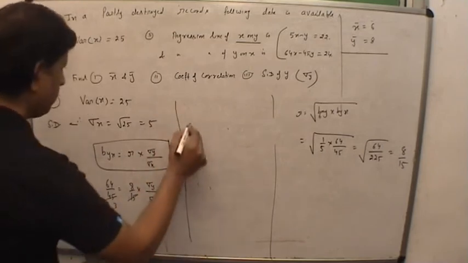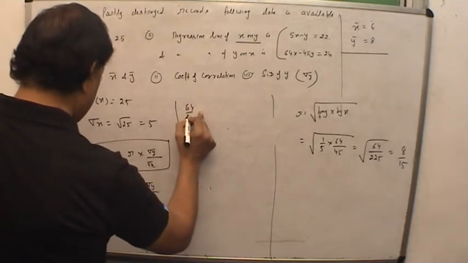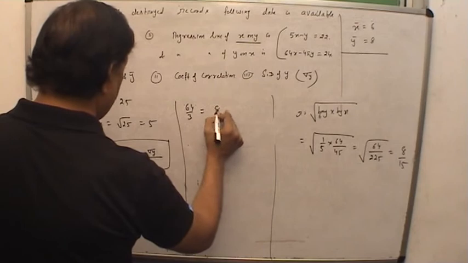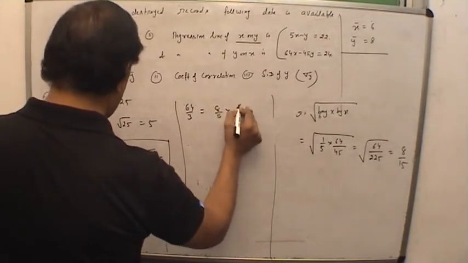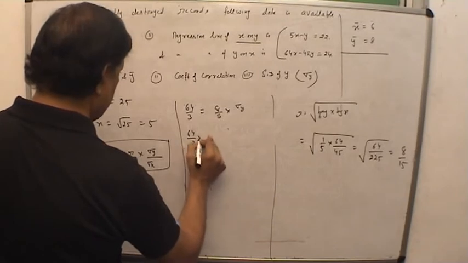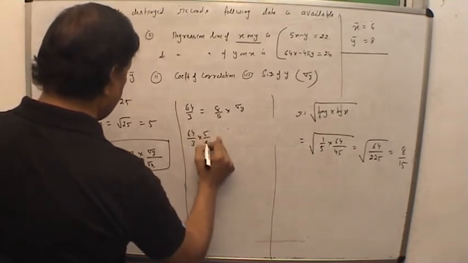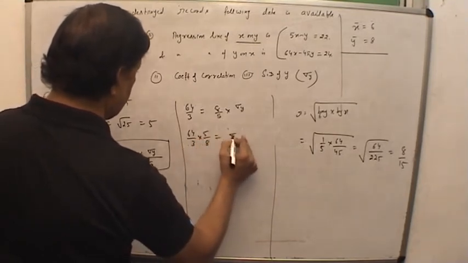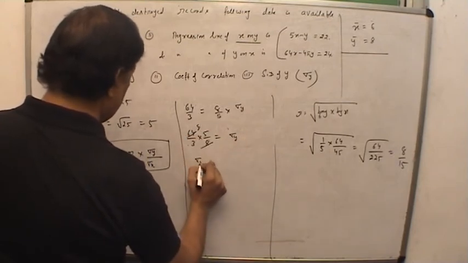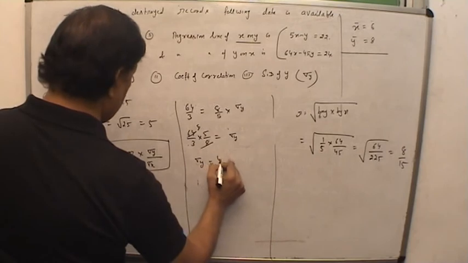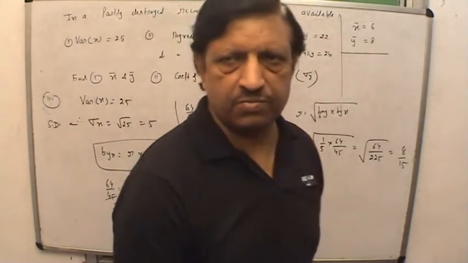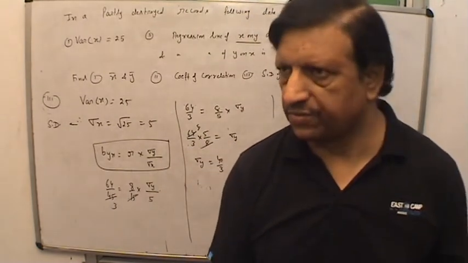Calculate it. 64 divided by 3 is equal to 8 upon 5 into sigma y. That is 64 upon 3 into 5 divided by 8 is equal to sigma y. So sigma y is equal to 40 by 3. That is the case of the numerical problems in the regression concept.